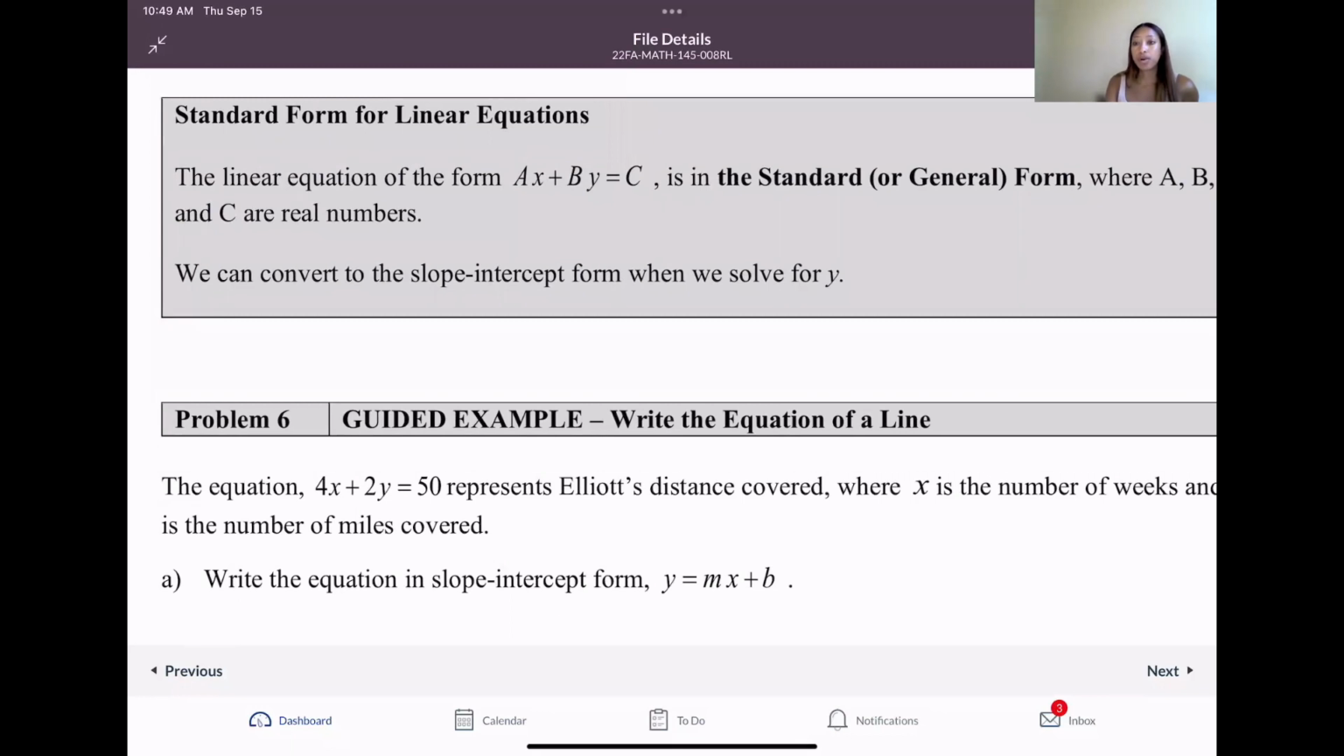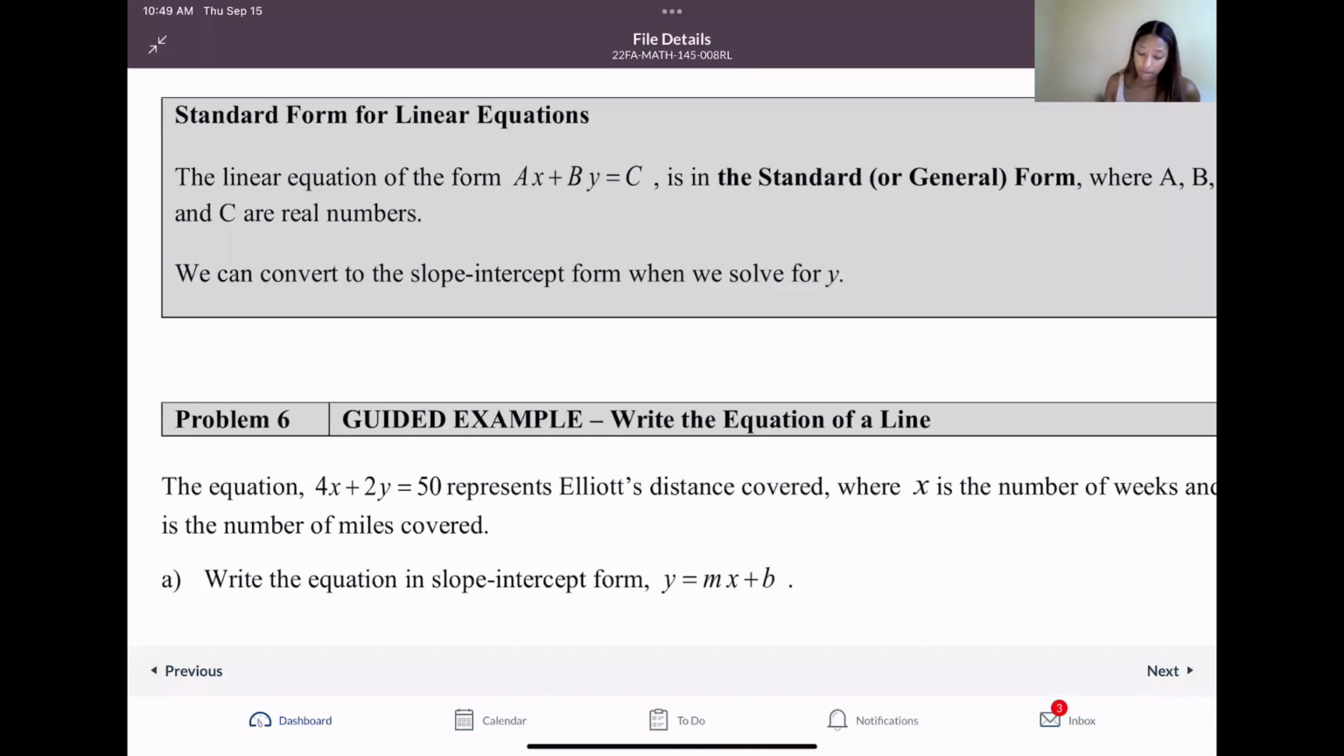All right, for the next few problems, we're going to talk about how we can take a problem given to us in standard form, write it in slope-intercept form, identify the x and y intercepts pretty easily, and then graph the line. And then we're also going to explore some things with horizontal and vertical lines.